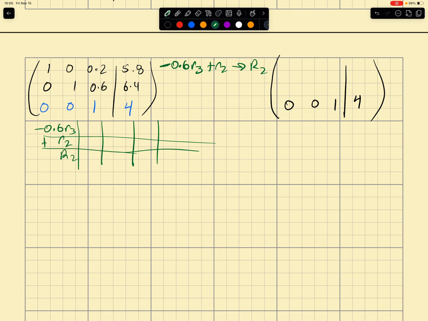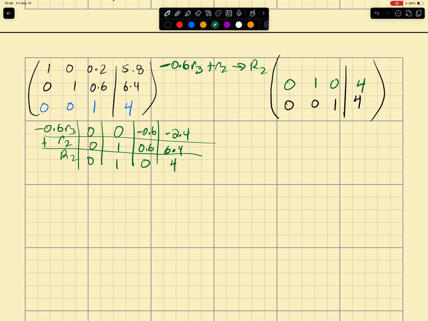Okay, so negative 0.6 times 0 is 0. Negative 0.6 times 0 is 0. Negative 0.6 times 1 is negative 0.6. Negative 0.6 times 4 would be negative 2.4. Okay, row 2 is 0, 1, 0.6, and 6.4. So we add 0 plus 0 is 0. 0 plus 1 is 1. Negative 0.6 plus 0.6 is 0. Negative 2.4 plus 6.4 is going to be 4. So it's going to give us 0, 1, 0, and 4.